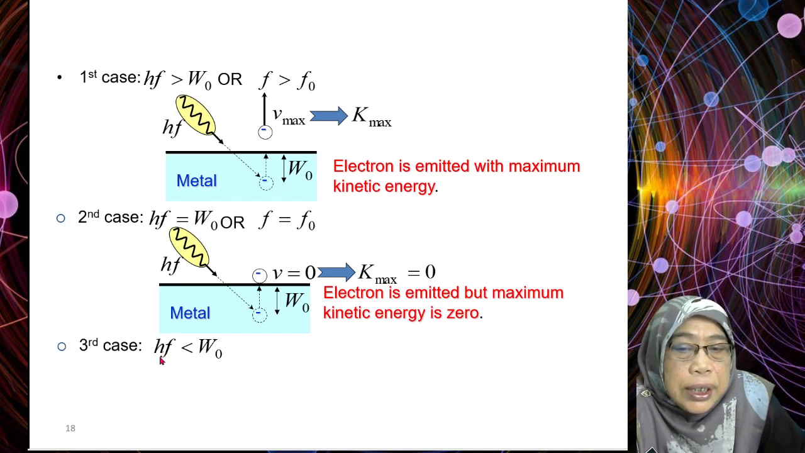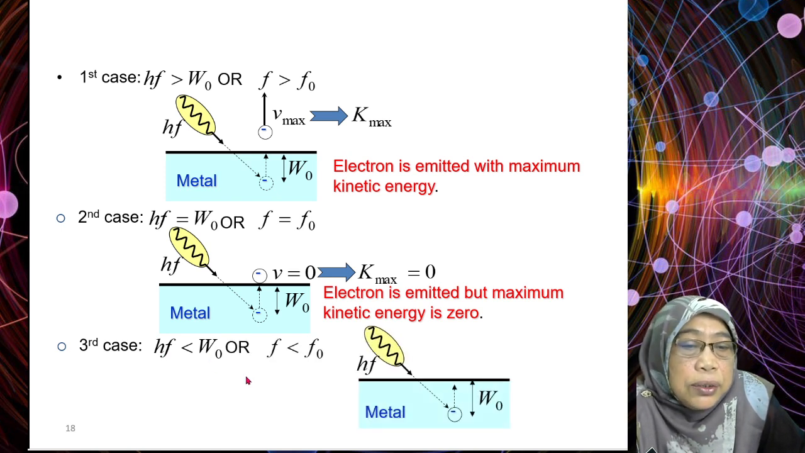Third case: if the photon energy from the light is less than the work function, there is not enough energy to kick the electron from the metal. So no photoelectric effect can be observed. f less than f0. So nothing happens. No electron is emitted.